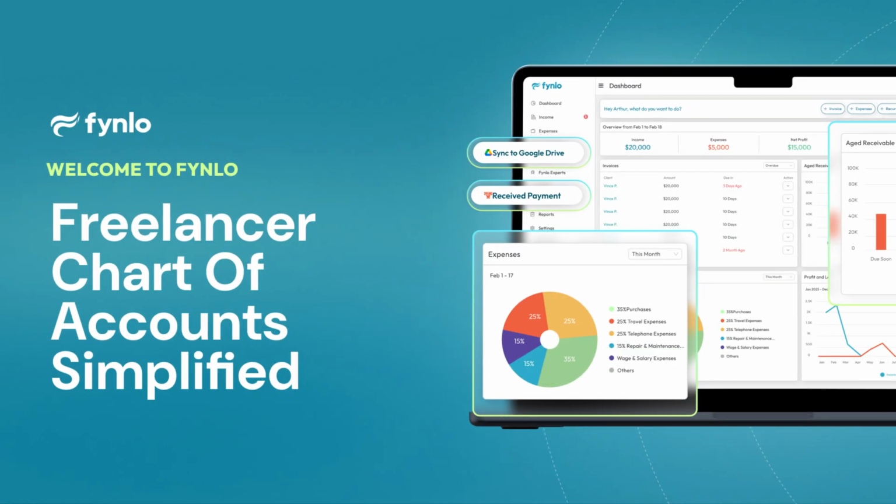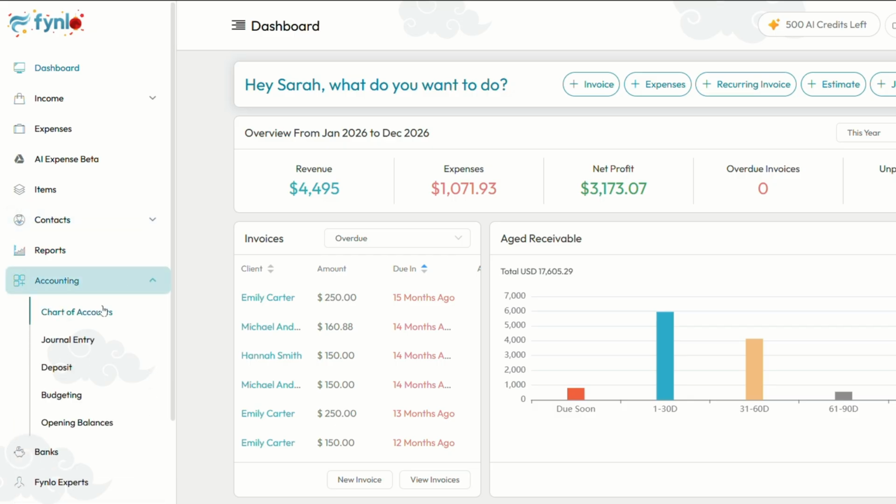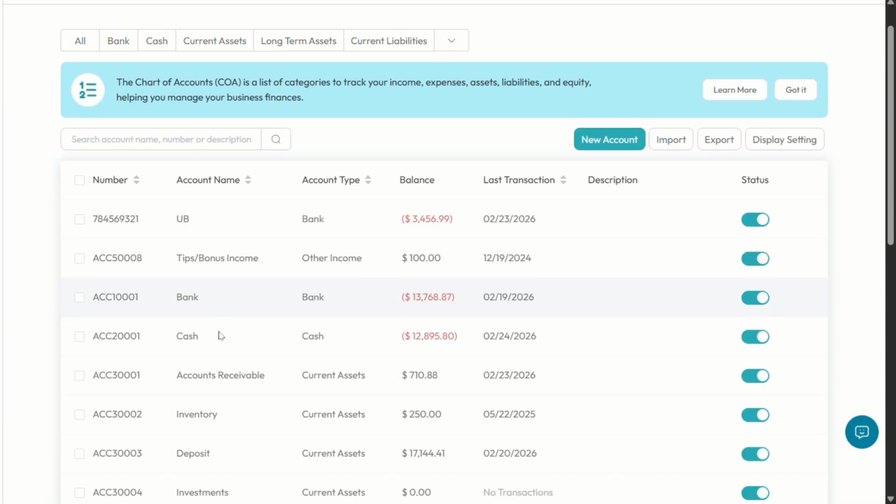If you're a freelancer, you probably don't need half the accounts in your default chart of accounts. So in this video, I'll show you exactly what to keep, what to rename, and what to disable, using the default Fynlo accounts. Let's start with assets.